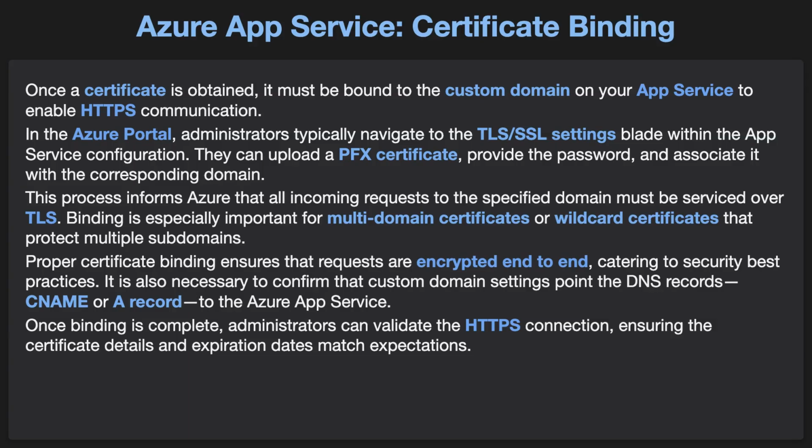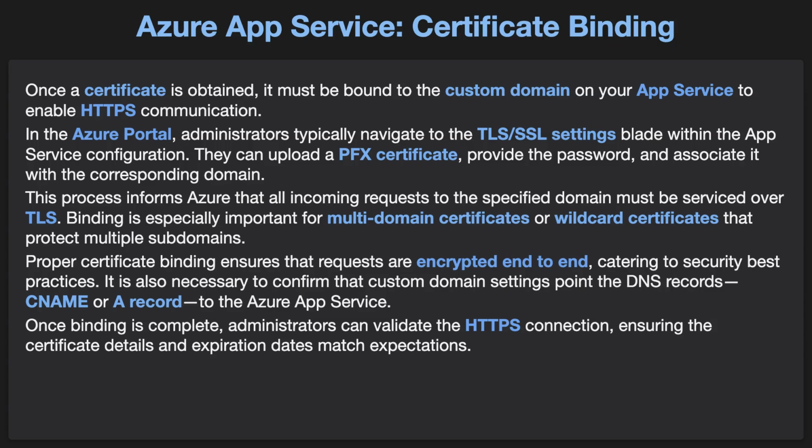Once a certificate is obtained, it must be bound to the custom domain on your app service to enable HTTPS communication. In the Azure portal, administrators typically navigate to the TLS/SSL settings blade within the app service configuration. They can upload a PFX certificate, provide the password, and associate it with the corresponding domain. This process informs Azure that all incoming requests to the specified domain must be serviced over TLS.